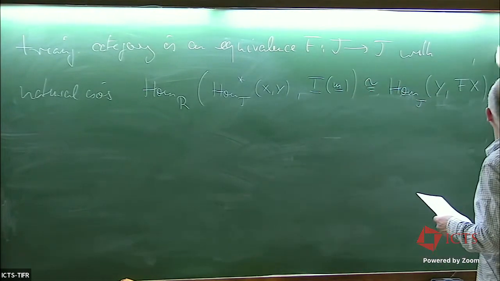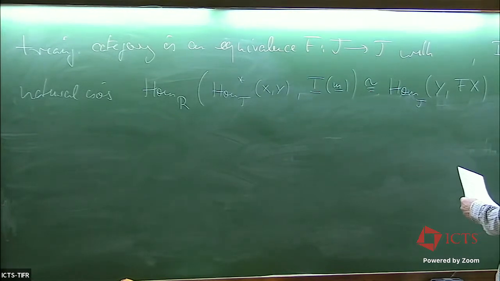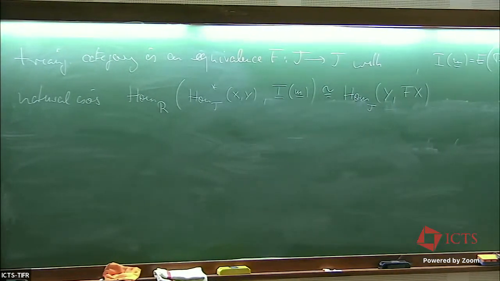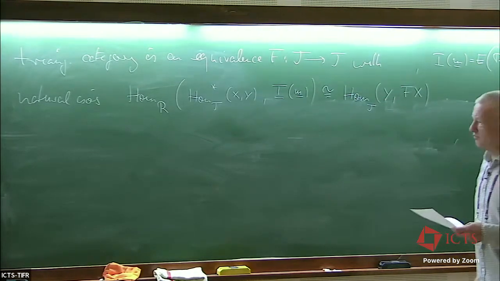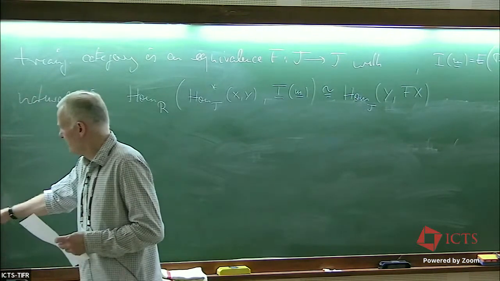I(R/M) is the injective envelope of the ring modulo the maximal ideal. We only look at the maximal ideal. So here we have a local ring, and we have a maximal ideal.